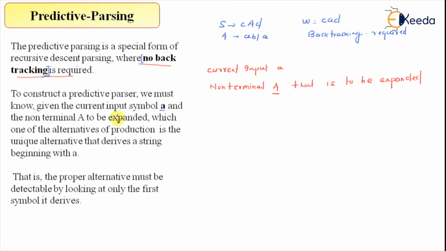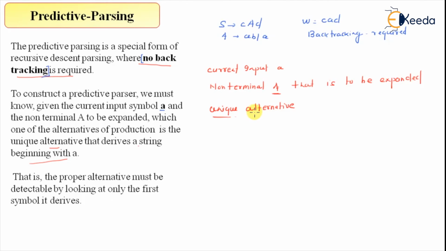Then, which one of the alternatives of the production is the unique alternative that derives the string beginning with a? So now we are searching for a unique alternative. I know that capital A is to be expanded and the current input is a, and I am looking for a unique alternative.